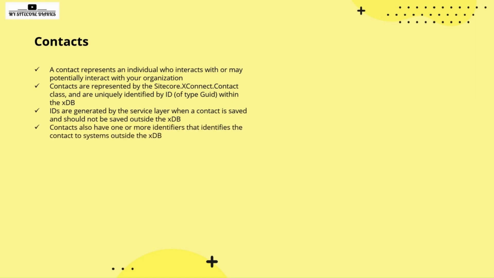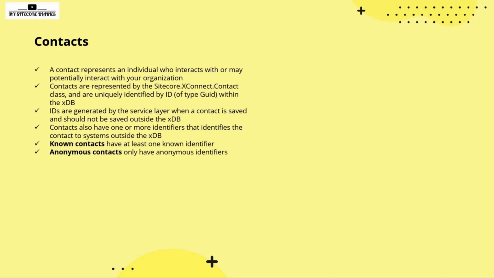A contact also has one or more identifiers that identify the contact to systems outside the XDB. So the ID is the identifier in the XDB, but for outside representation, like if a user is coming from Facebook, there might be a Facebook ID which can be your identifier, or an email address can be another outside identifier. So that is also another identifier which they have.